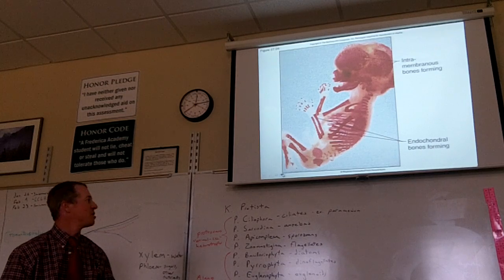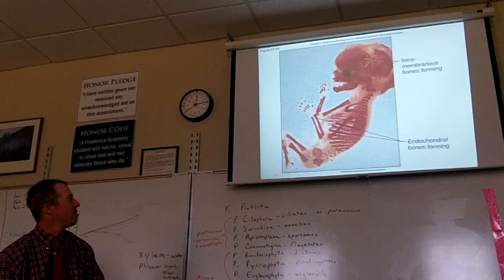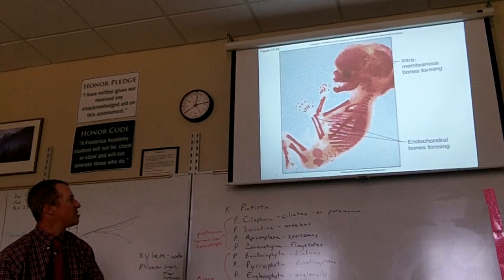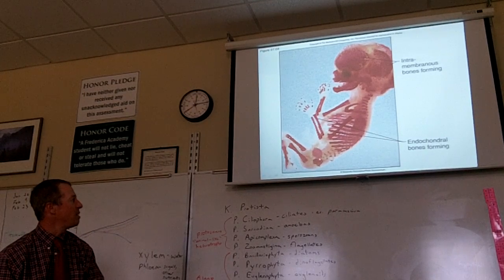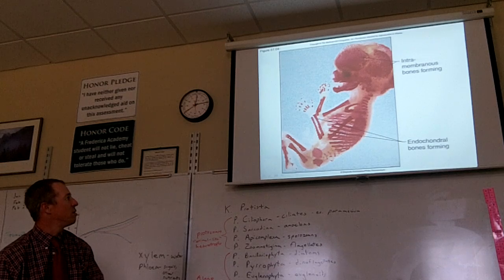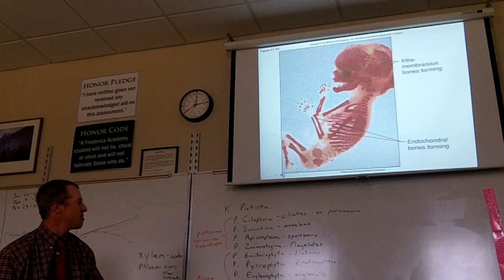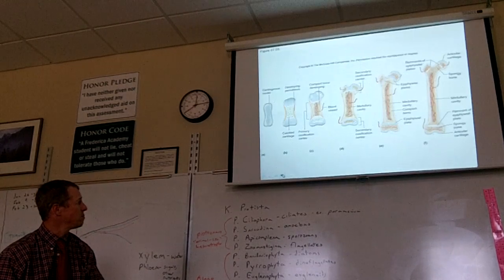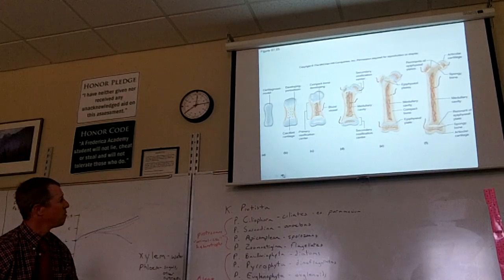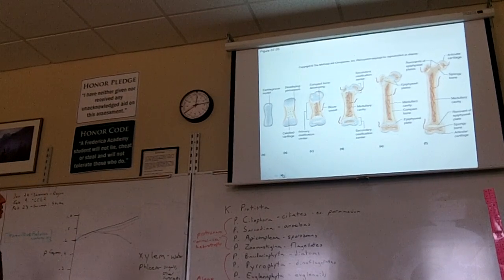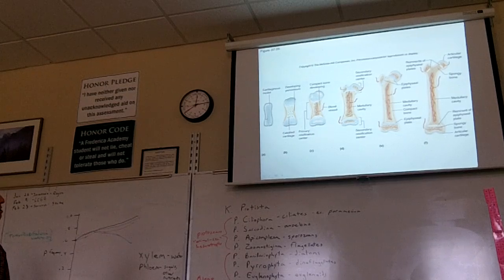Hey, there's a little fetus, and you can see the red color there. That's all cartilage. The entire skeleton is made of cartilage when the baby is a fetus. And you can see how here's the entire bone is originally cartilage, and the cartilage starts to change into bone.